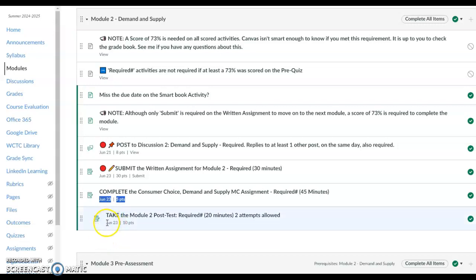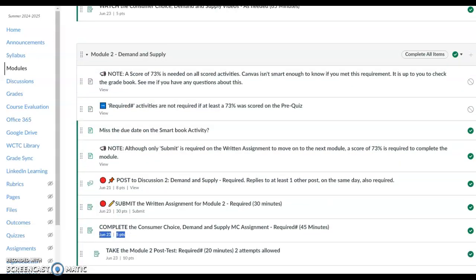So some very important dates to remember. The post-test, along with the Connect assignment for Consumer's Choice, as well as the written assignment, all of those are going to be due on Sunday night. So again, you see the points are assigned there. Look at that due date in that lower left-hand corner, and that's going to verify everything that you need to know regarding the due dates.